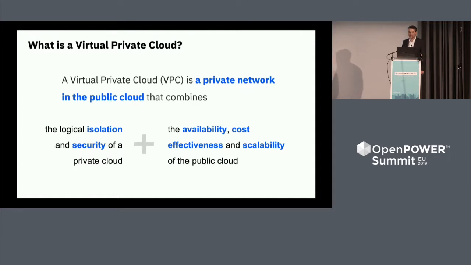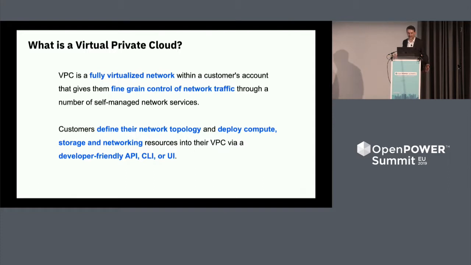So what is virtual private cloud? Virtual private cloud is a private network in the public cloud that combines the logical isolation and security of a private cloud with the availability, cost effectiveness, and scalability of the public cloud. This is how we like to say it, and here's a different way of saying it: it's a fully virtualized network within the customer's account that gives them fine-grained control of their network traffic through a number of self-managed network services, kind of like firewalls that they can manage themselves.